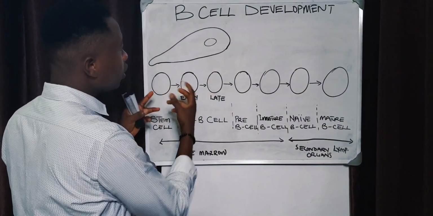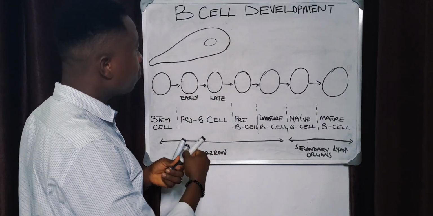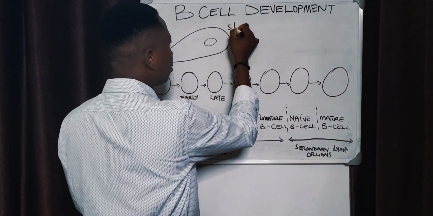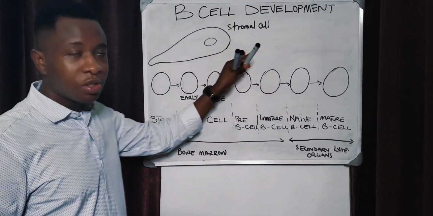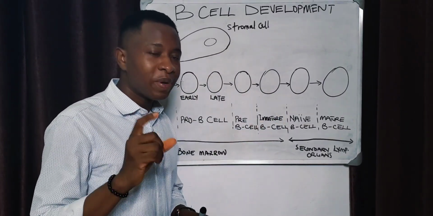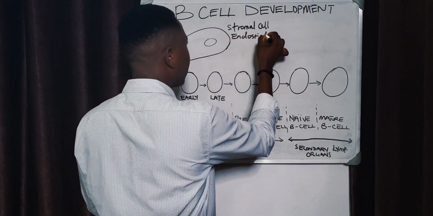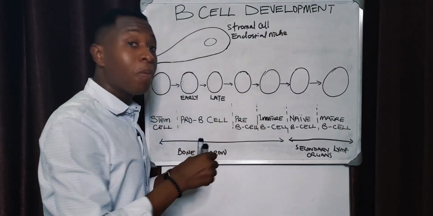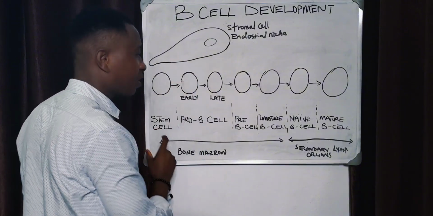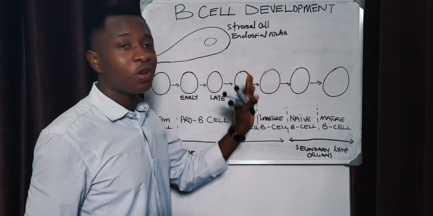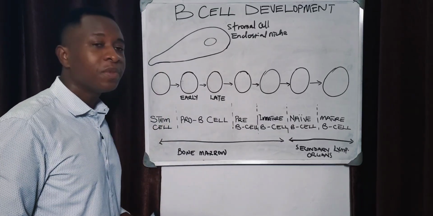Now, if you observe, you see this big cell here. This big cell is called the bone marrow stromal cell. This stromal cell is found in the bone marrow, specifically the endosteal niche of the bone marrow. Now, the binding between this cell and the stem cell factor begins the process of development and maturation of B cells. All right, let's start from the first one, which is the stem cell.